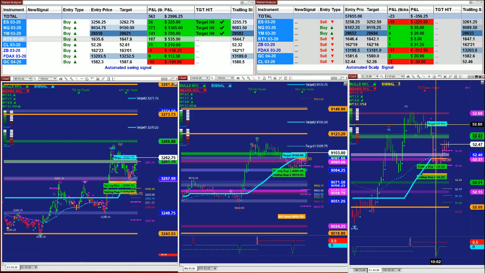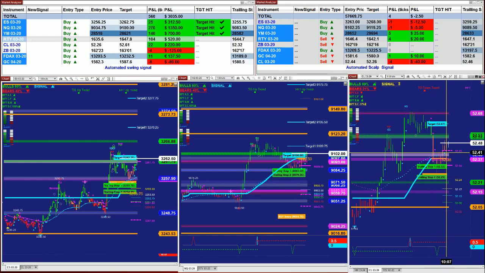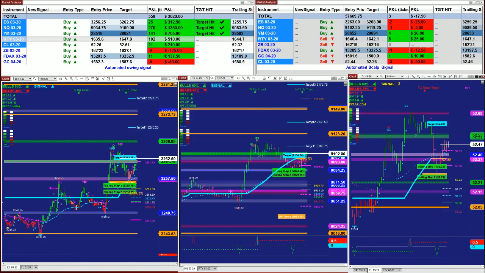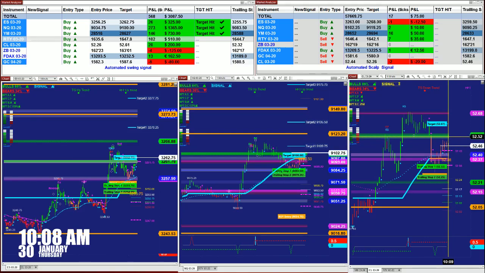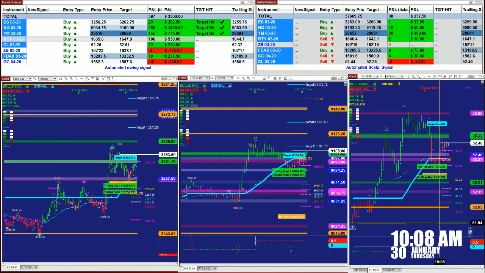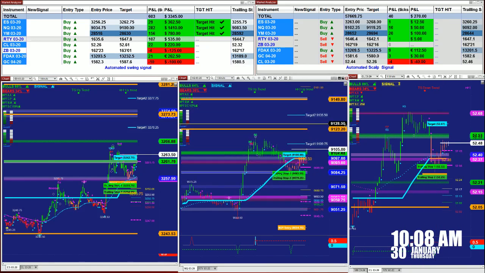So we already nailed the target. The target was 52.61, and we closed that trade on 52.61. But at the moment, the market is a little bit weak, and now it is 10:08, and the CL is stuck between the support area at 52.41 and 52.53. So whether you are an auto trader or a manual trader, you're going to have a little problem on the CL at the moment, and you've got to be careful.